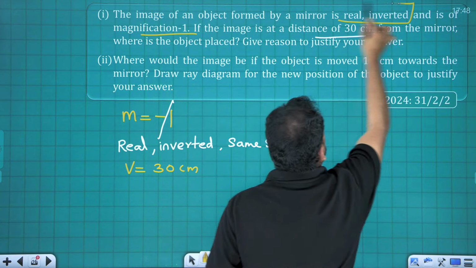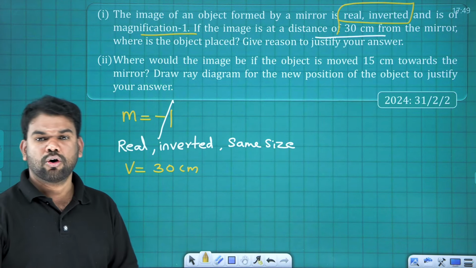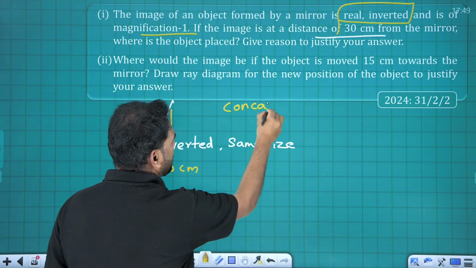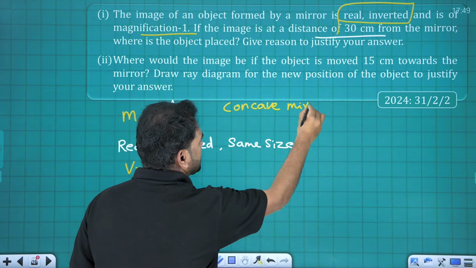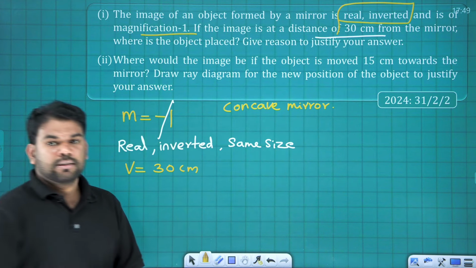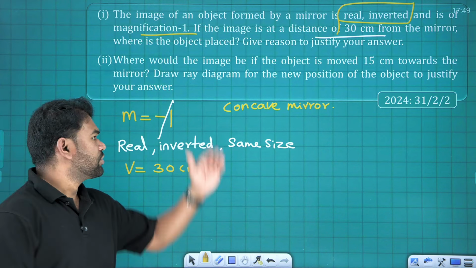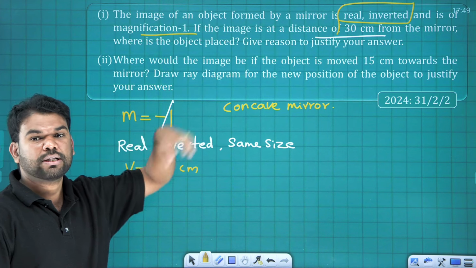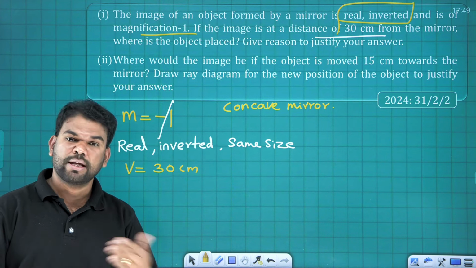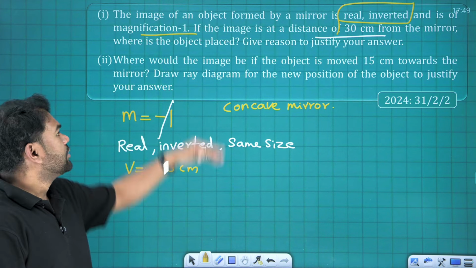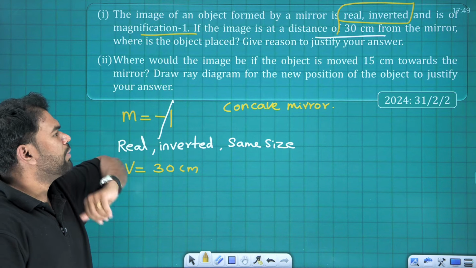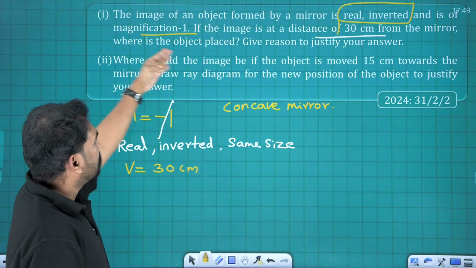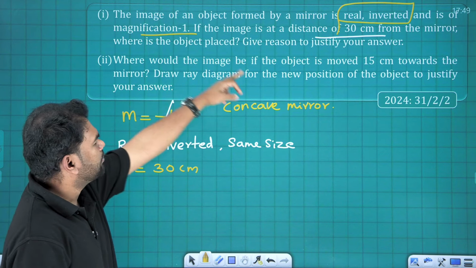A real inverted image can form only by a concave mirror. So the given mirror is a concave mirror, or a converging mirror. That's because of the real inverted image. You know that a virtual erect image is always formed by a convex mirror. So here it's a concave mirror. A concave mirror will form a real inverted image, and a real inverted image is formed with magnification -1.